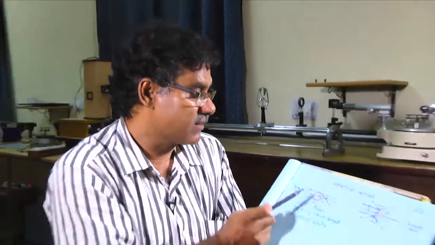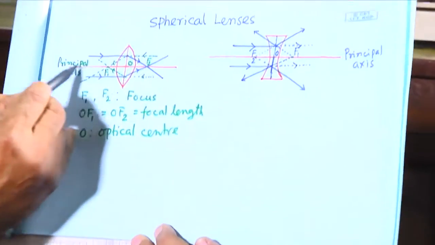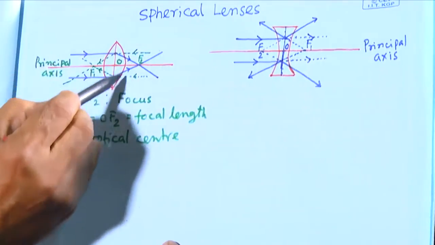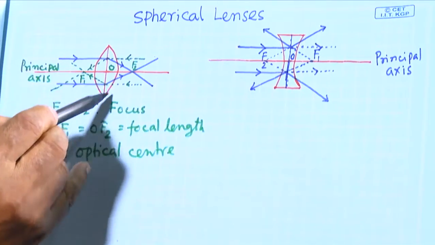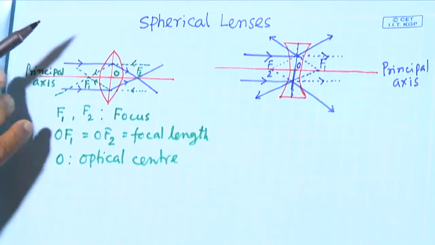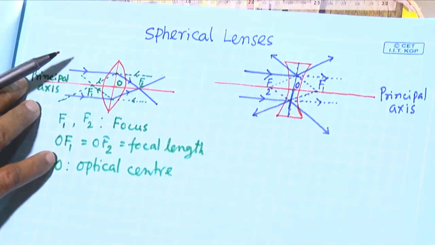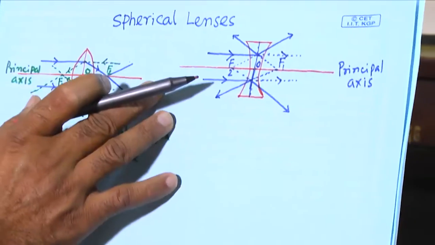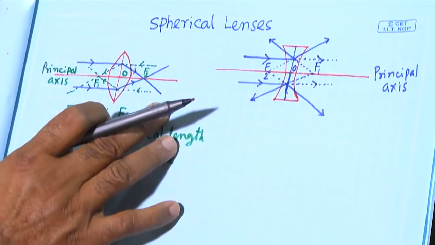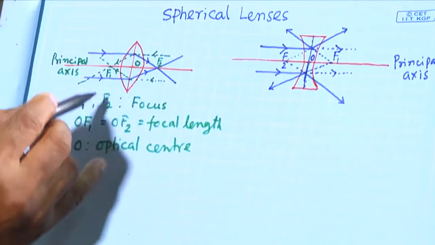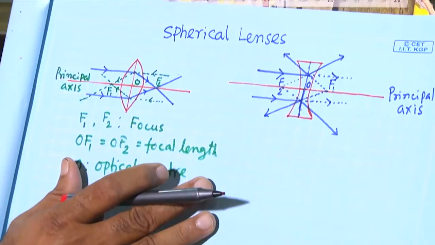In this case also, this is the principal axis. Here there are two curved surfaces, whereas in the case of a mirror you have seen one curved surface. Each has a center of curvature C, so here C1, C2, and the focus will be F1, F2. The radius of curvature of both may or may not be the same.